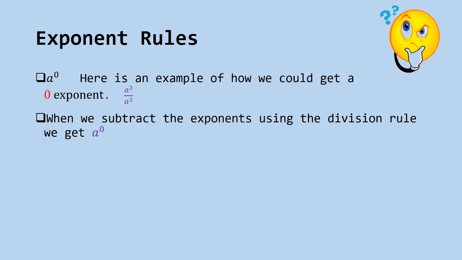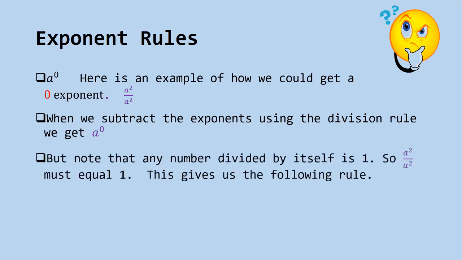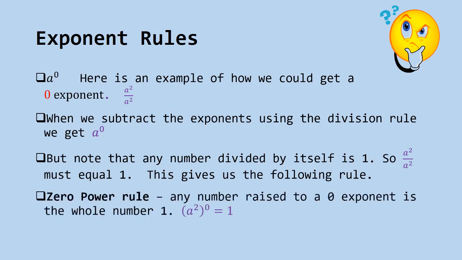So now let's think about this. We know that any number divided by itself is 1. So a squared divided by a squared, as I showed earlier, must equal 1. So that gives us the following rule. The 0 power rule. Any number raised to a 0 exponent is the whole number 1.